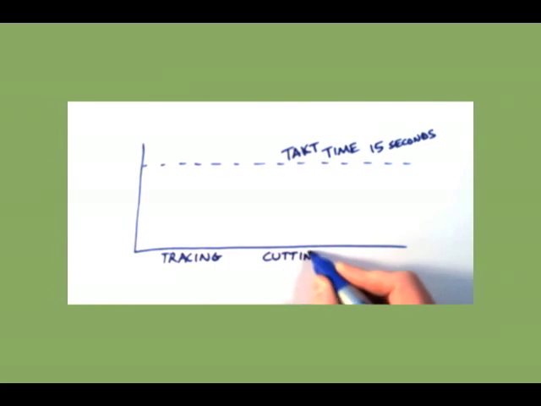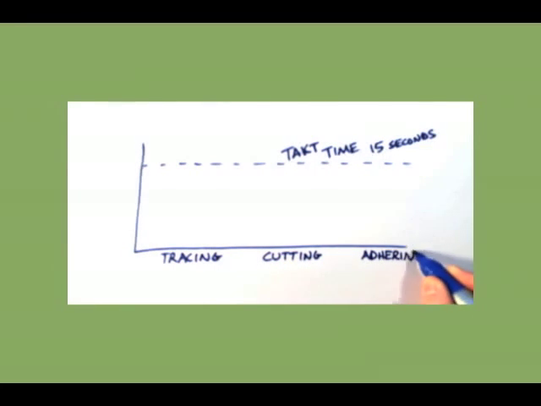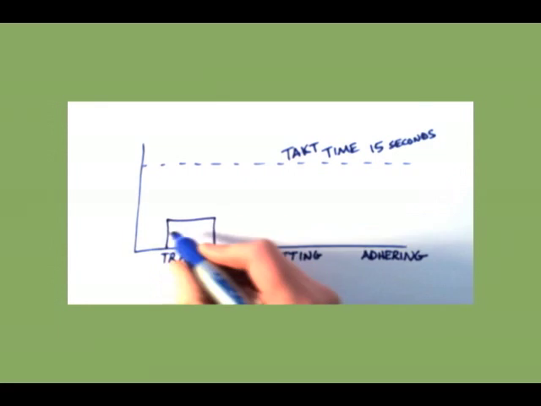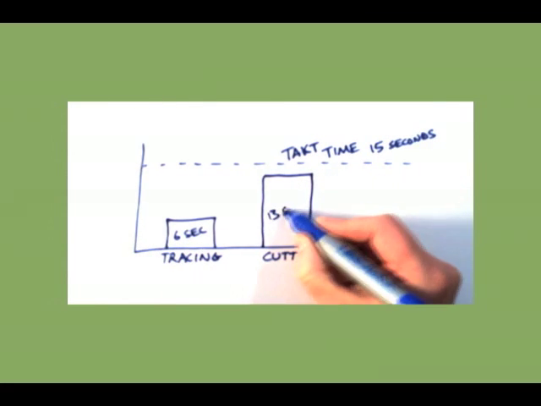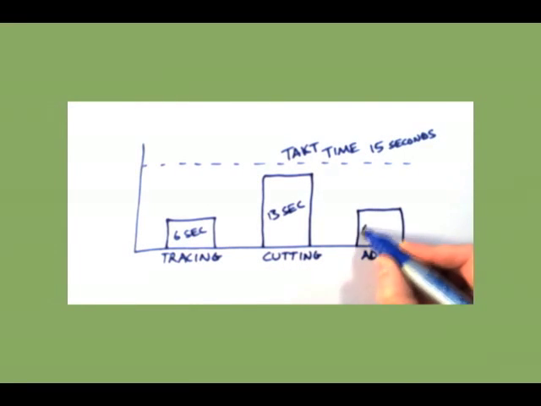steps. What was our takt time again? Correct, 15 seconds. Even though cutting is slower, it is still meeting our takt time. So as a whole, the process is meeting takt time.